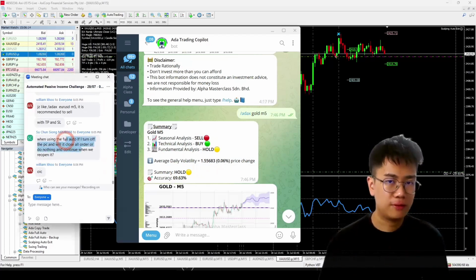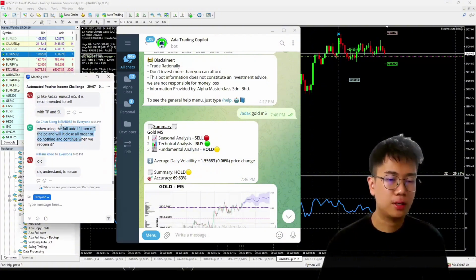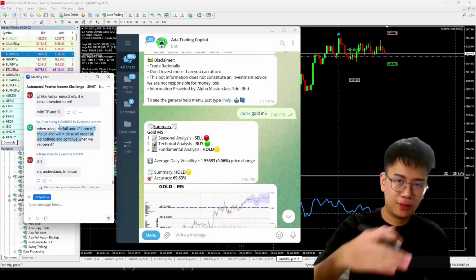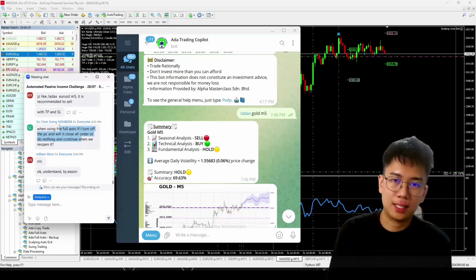When using ADA full auto, if I turn off the PC, will it close all orders or do nothing and continue when we reopen? When you turn off the computer temporarily, it will do nothing, and it will continue back when you turn it back on.